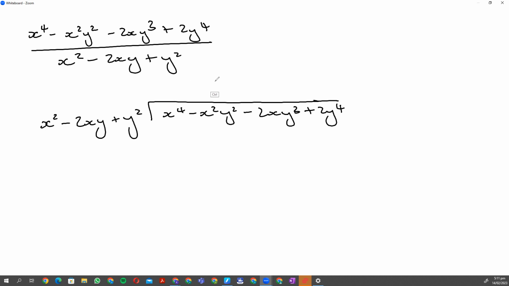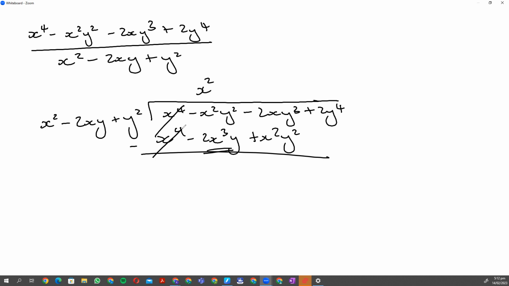Now x squared will divide into x to the power of 4, and I'll get x squared times. It'll be x squared over here, let's just say. Then I multiply back: x squared times x squared is x to the power 4. x squared times this becomes negative 2x cubed y, plus x squared y squared. Now, this term does not have a like term. When I subtract this, those two will cancel.